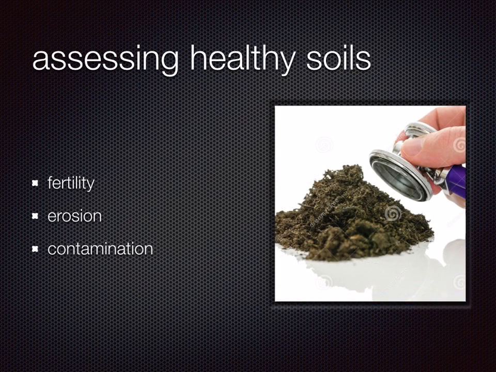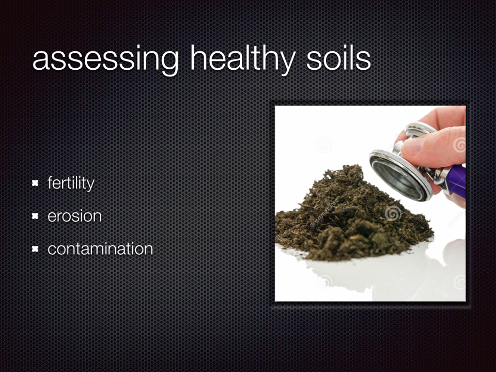Now, how do we assess healthy soils, especially on a changing planet? Some of the key issues we're concerned about are soil fertility. How rich are the soils? How much productivity can they sustain? What types of plants can we grow in those soils? We're also concerned about erosion. How quickly is soil lost from the surface? Can we conserve it? Can we protect it from being washed away? And last but not least, contamination. How do we keep our soils clean and free of contaminants? And if they are contaminated, how can we utilize technologies and biology to remove those contaminants from our soils so that we're not transmitting those pollutants to ourselves by eating those plants?